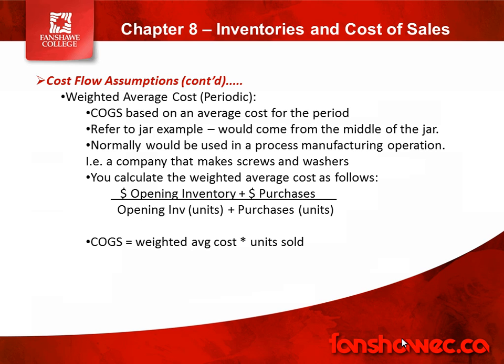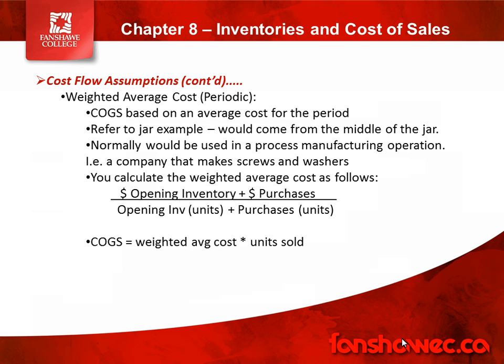It makes it really simple when we want to come up with our cost of goods sold or our ending inventory. The first step is to calculate the weighted average for the period. If we want cost of goods sold, all you have to do is take that weighted average cost and multiply it by the number of units you sold. If you want to calculate your ending inventory, you take that weighted average cost and multiply it by the number of units in ending inventory. So again, weighted average is used in a periodic inventory system.